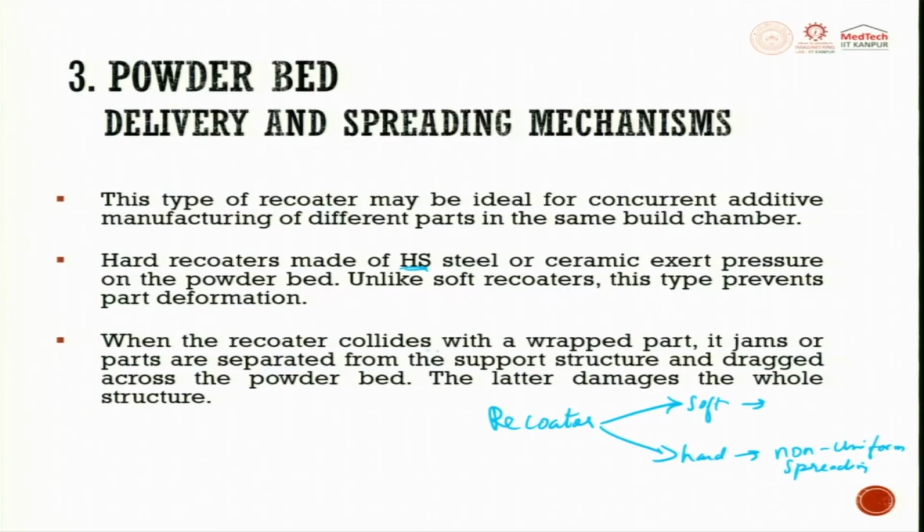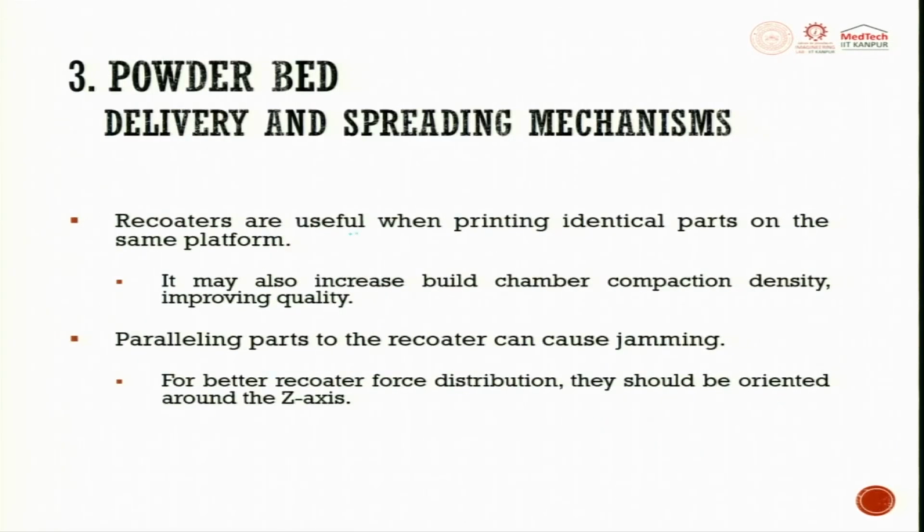When a recoater collides with a warped part, it jams or parts are separated from the support structure and dragged across the powder bed. So, we will always try to avoid using it. This will crack and break the part even if hard. So, that is why we always go for soft recoaters. The recoaters are useful when printing identical parts on the same platform. It may also increase build chamber compaction density and improve quality.